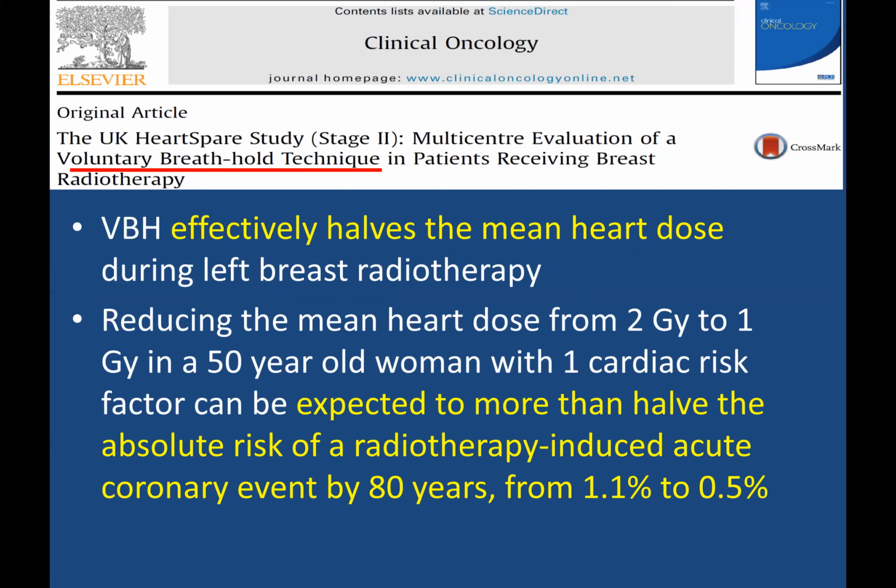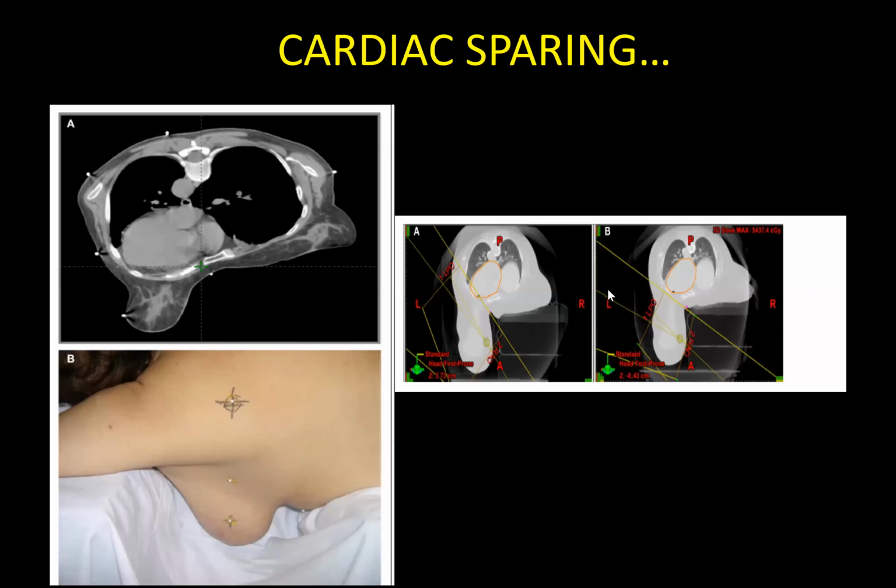If you reduce the mean cardiac dose by 1 gray, you are going to reduce the absolute risk of cardiac damage by 7%. So reducing the mean cardiac dose from 2 gray to 1 gray in a 50-year-old woman with 1 cardiac risk factor can be expected to more than halve the absolute risk of radiotherapy-induced acute coronary event by 80 years, from 1.1% to 0.5%. So it's time to clearly look into the cardiac dose when we plan left-sided cardiac treatment.